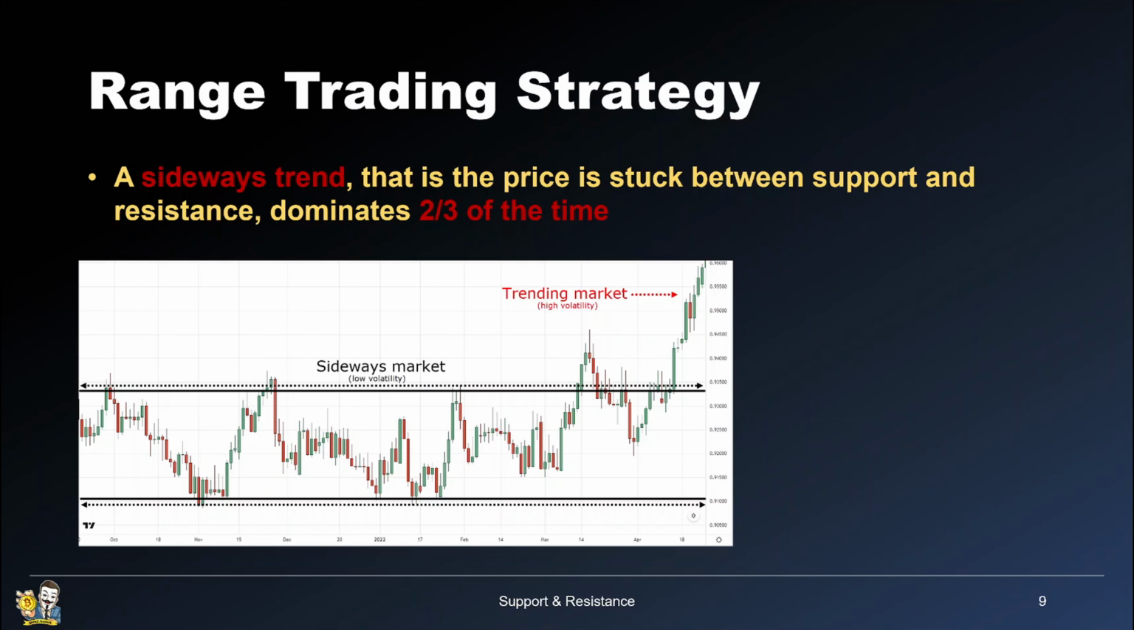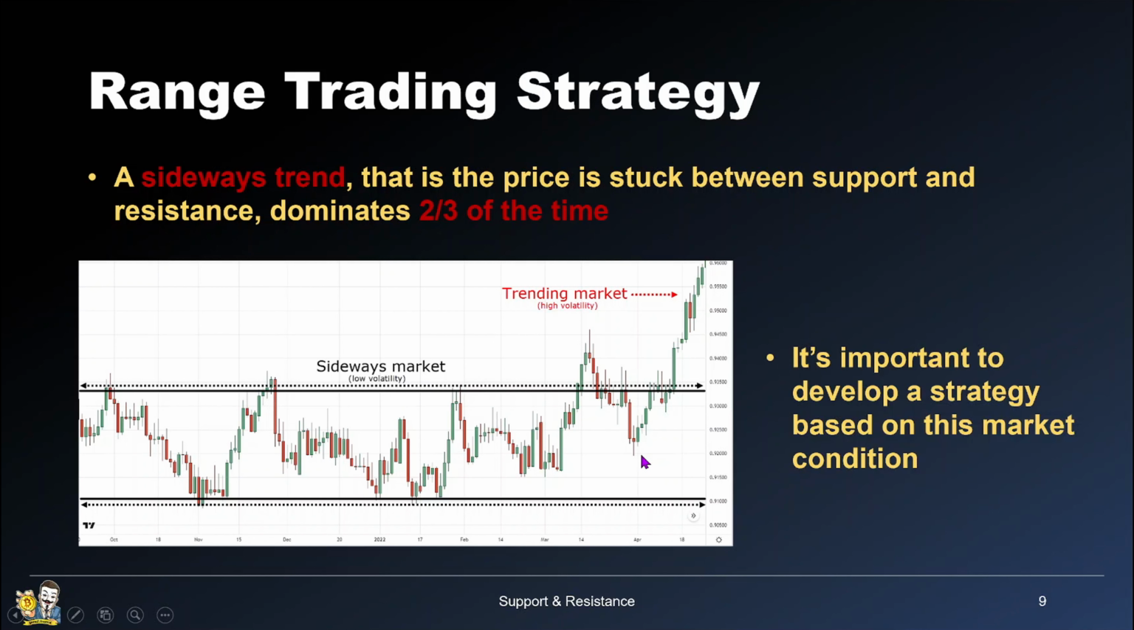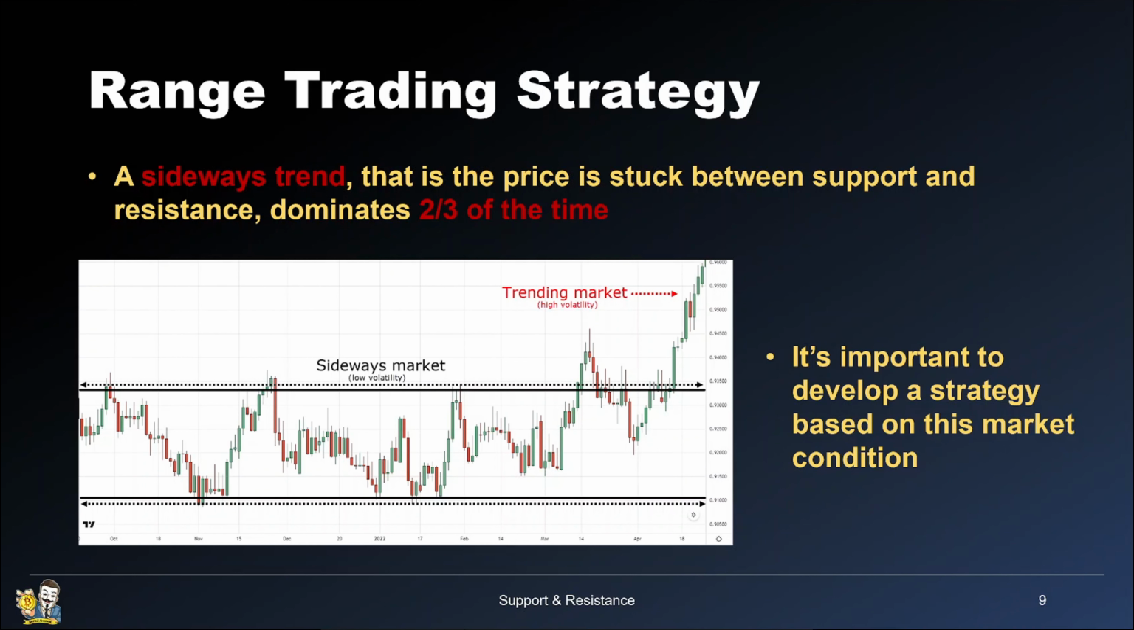First, you need to know that a sideways trend, that is, the price is stuck between support and resistance, dominates about 2/3 of the time. This means that most of the time, the price is stuck between a resistance level and a support level, as shown in this example. That's why it's crucial to develop a strategy based on this market condition.